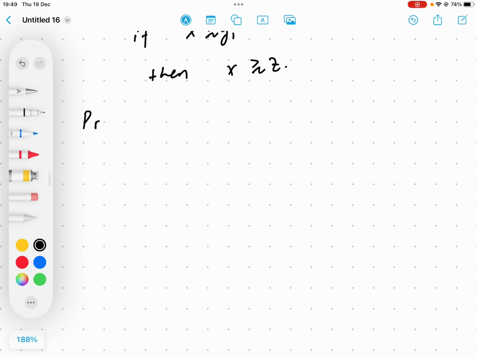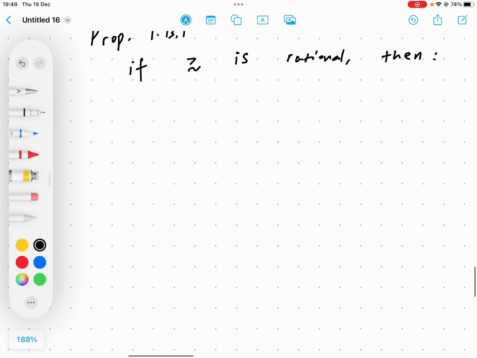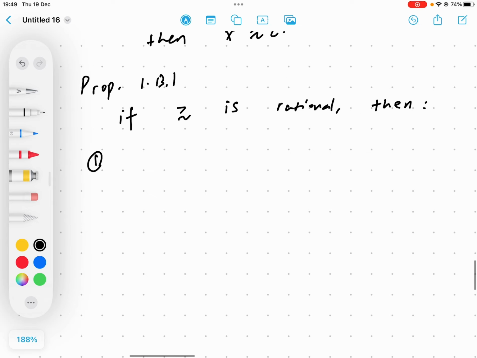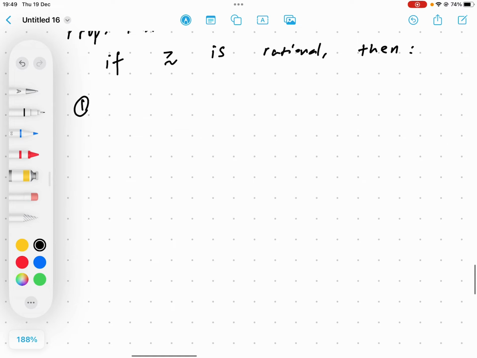That leads us to Proposition 1.B.1 in the textbook. Let's say this weak preference relation is rational, as we defined above. Then we have some results. A proposition is something that we can prove, but a definition is not something we can prove; it is just given.